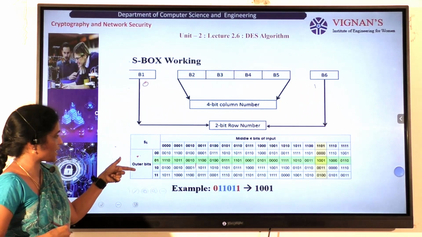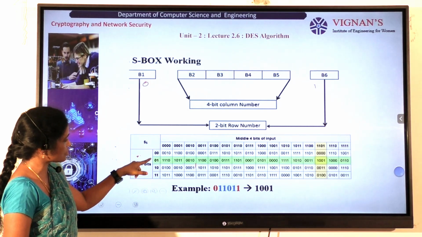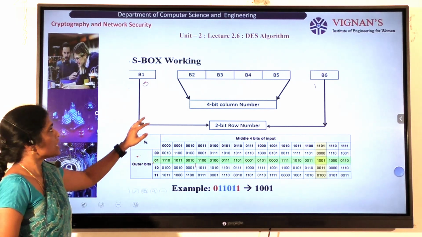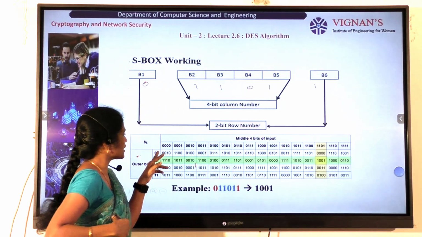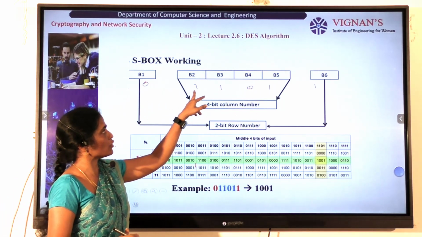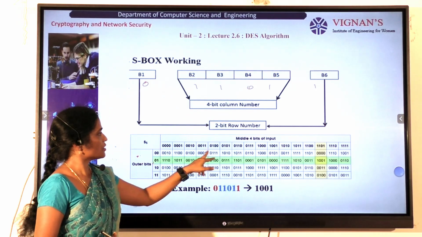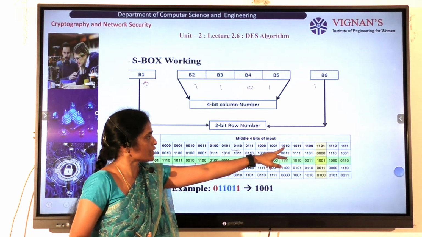So on the row side we can see the 0 1 combination. Then take the middle bits, 1 1 0 1. Column-wise, you can see where the value 1101 is. So 1101 means here.